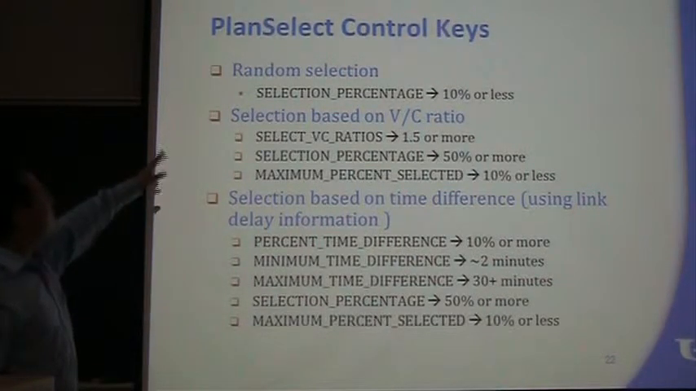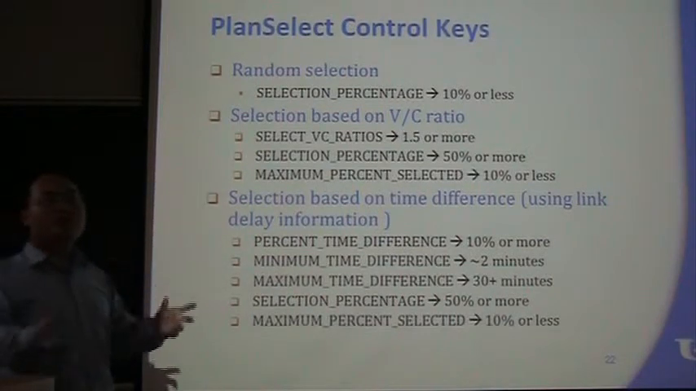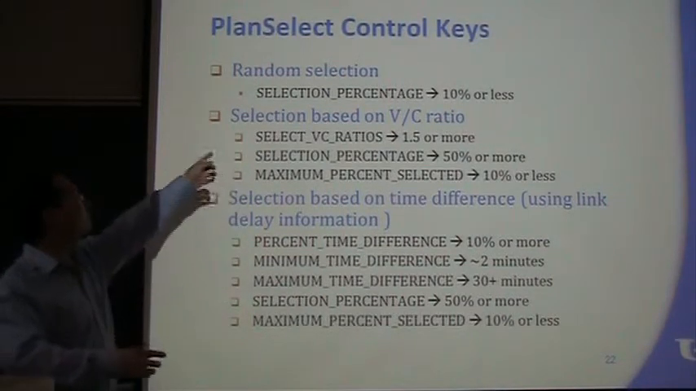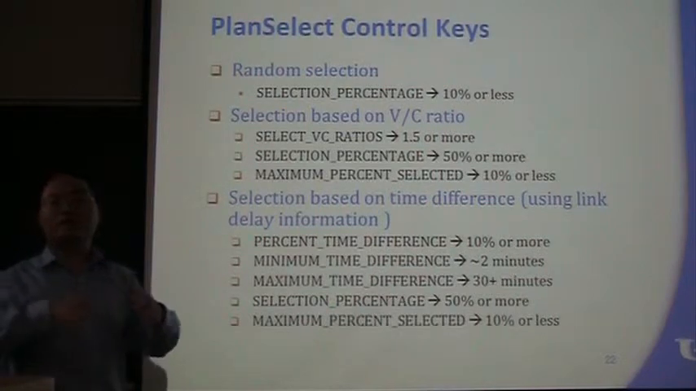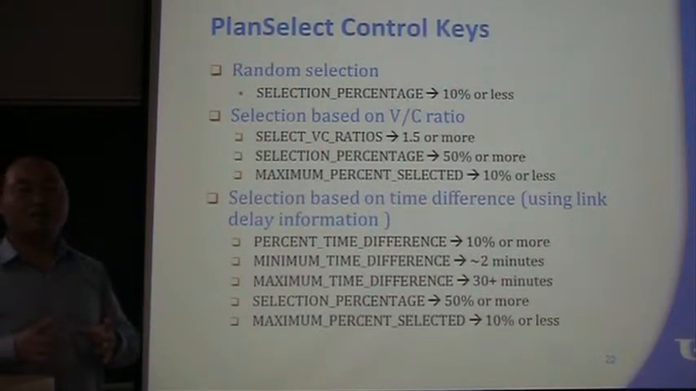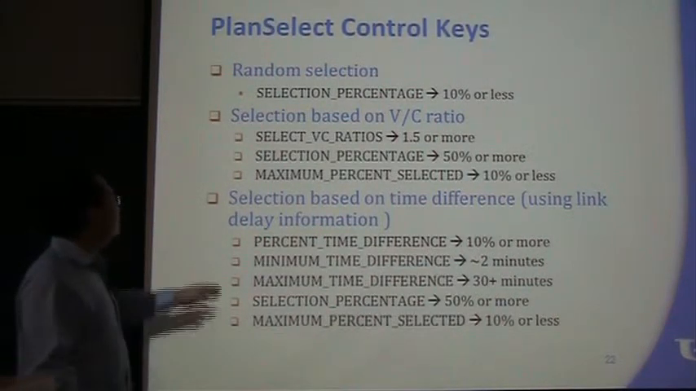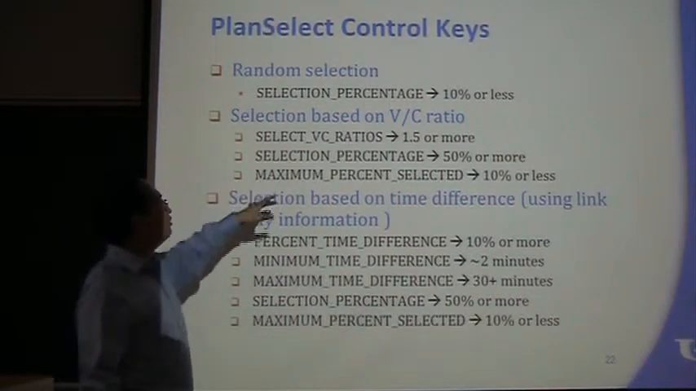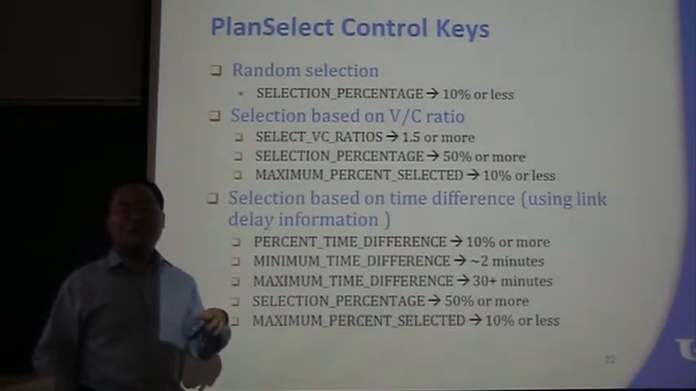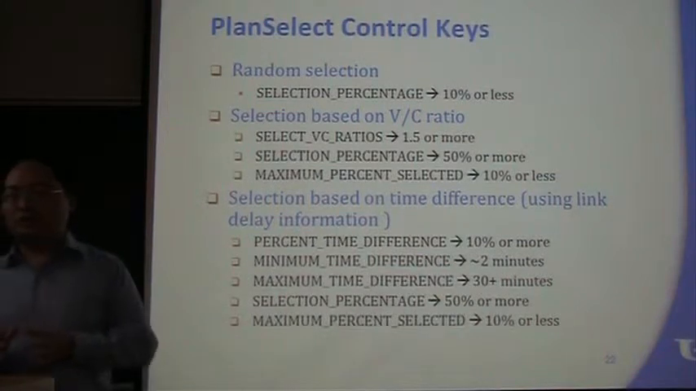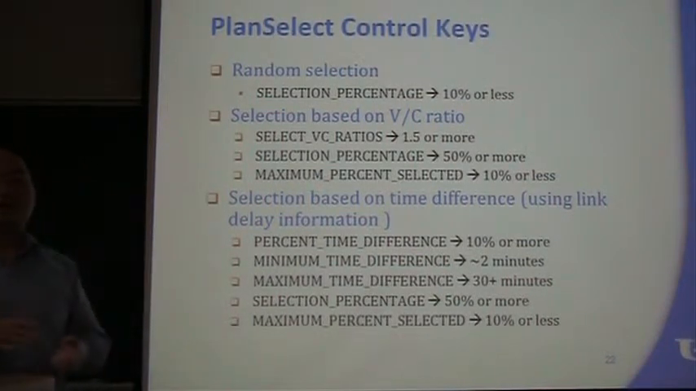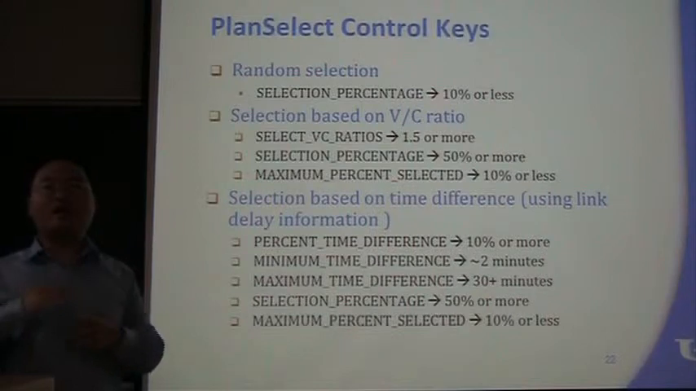The first thing is called random selection. So I just randomly select, for example, 10% out of the whole plan set. That's the first option. The second option is the selection based on V over C ratio. V over C ratio is the ratio of volume over capacity.